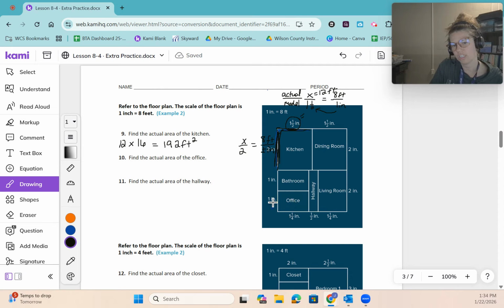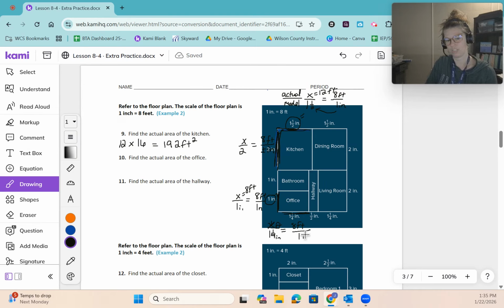The office currently is 1 inch by 1.25 inches. Let's do the 1 inch part first because that one's going to be pretty easy. So x over 1 equals 8 feet for 1 inch. If 8 feet is 1 inch, then 8 feet is going to be the height of that office. And then the width of that office is going to be x over 1.25, that's kind of ugly, equals 8 feet. Again, feet go on top because I'm finding feet.